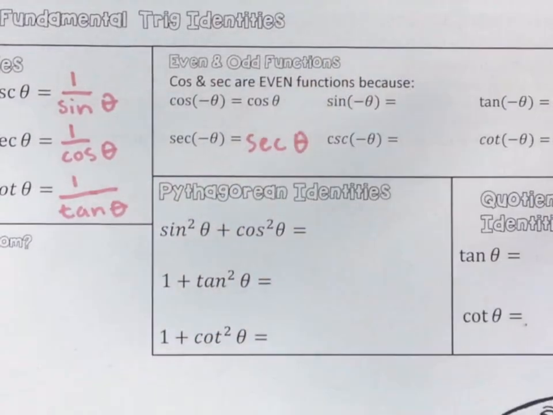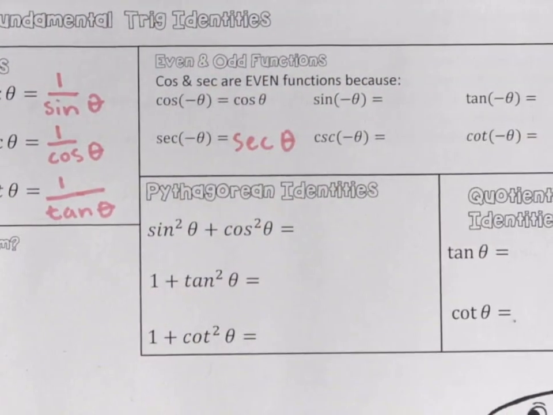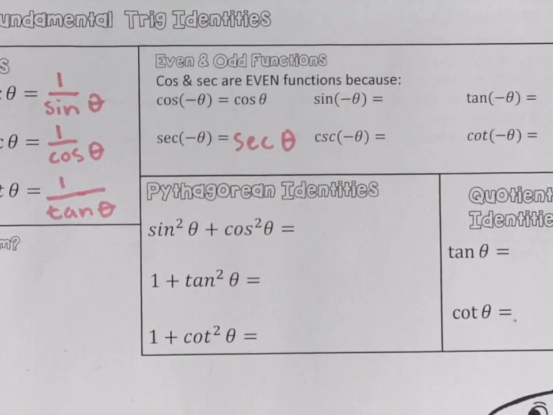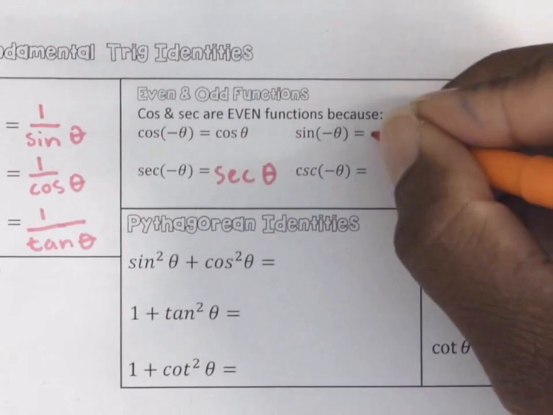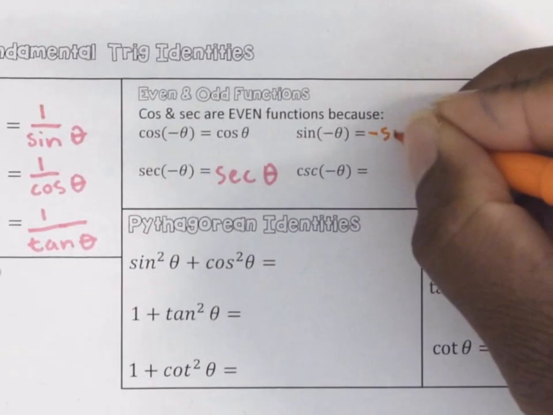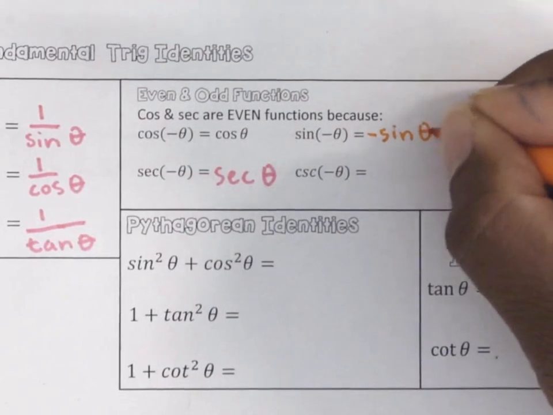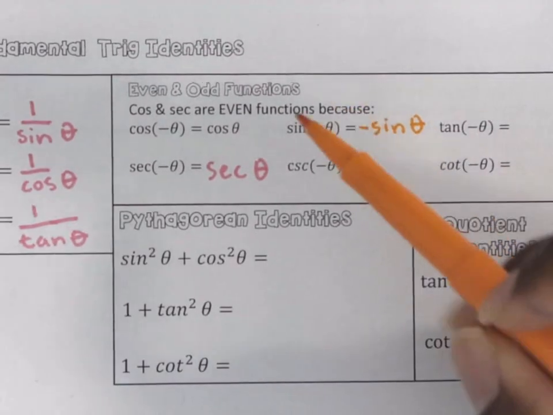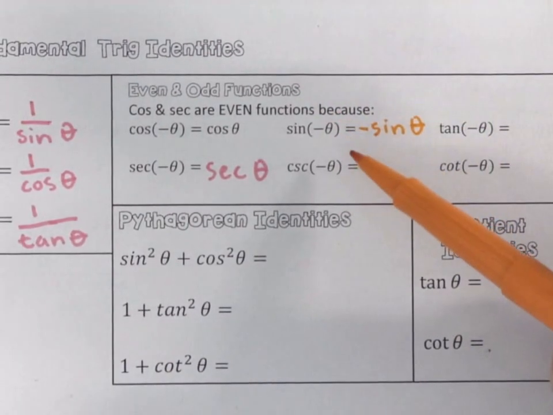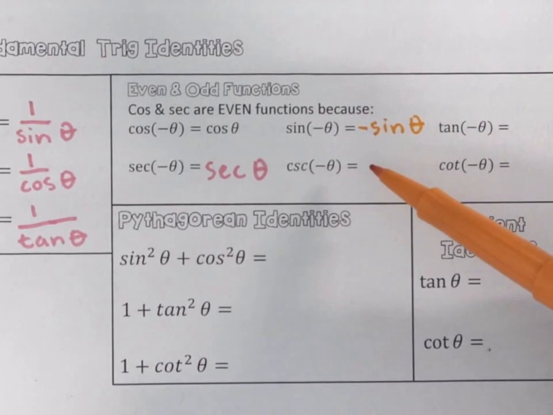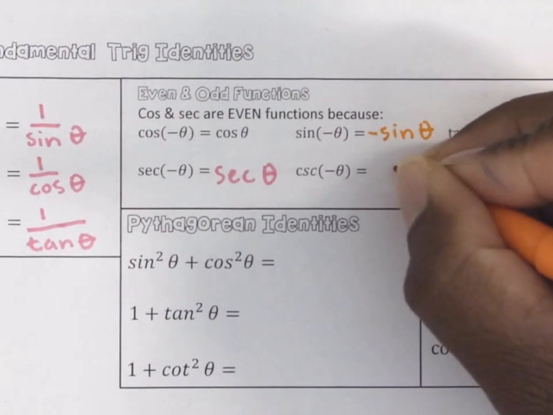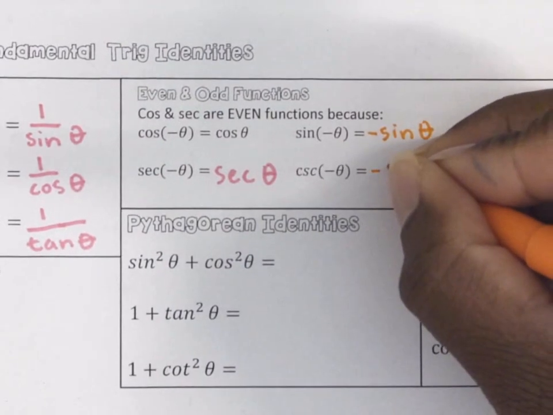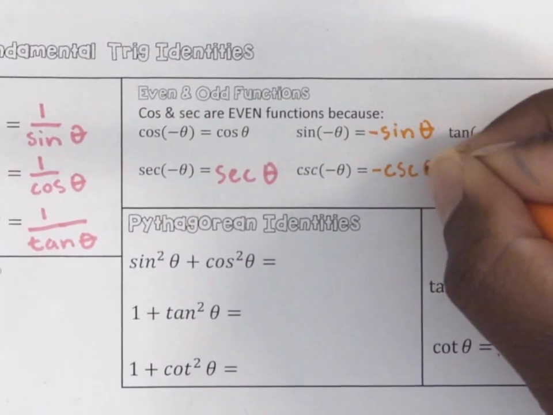Now the other 4 functions are odd functions, but we can rewrite those too. If I have sine of a negative angle, I can rewrite it as negative sine of the positive version of that angle. Basically you can take the negative sign and make the whole function negative instead of looking at the negative angle. That's for all of the other functions. So for cosecant, I can just do negative cosecant theta.